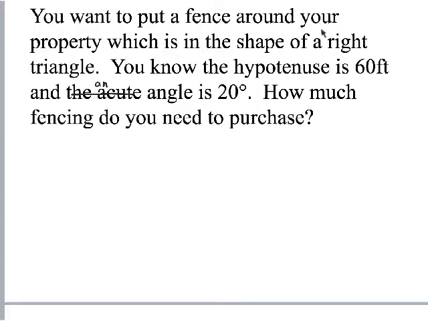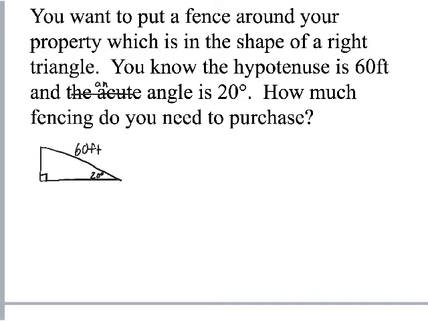You want to put a fence around your property, which is in the shape of a right triangle. You know the hypotenuse is 60 feet, and an angle is 20 degrees. How much fencing do you need to purchase? All right, so let's draw a picture to start with. We have a property that's a 90-degree right triangle. This right here is 20 degrees. The smaller angle is 20 degrees. The hypotenuse is 60 feet. And you want to find how much fencing to buy.